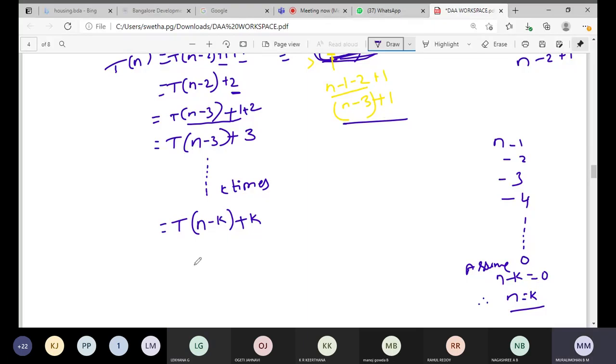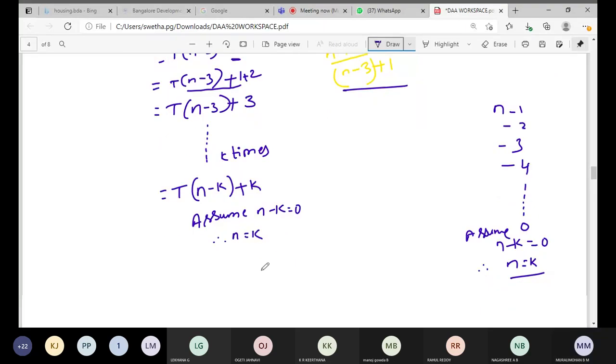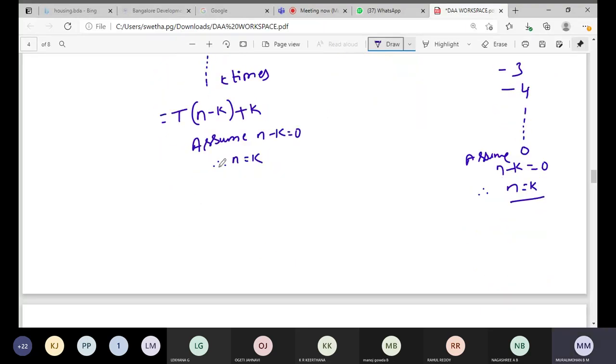Okay. So here what we will write? We will assume n minus k is equal to 0. So therefore, n is equal to k. Right? Now you substitute this in this one. What we will get?